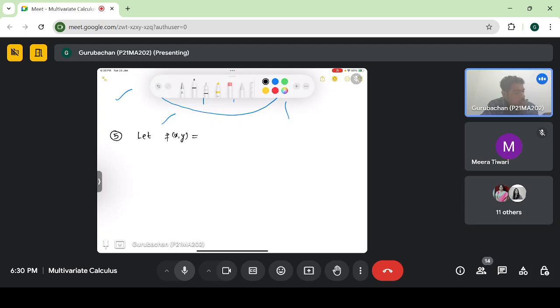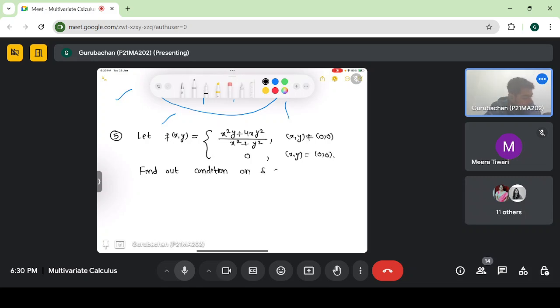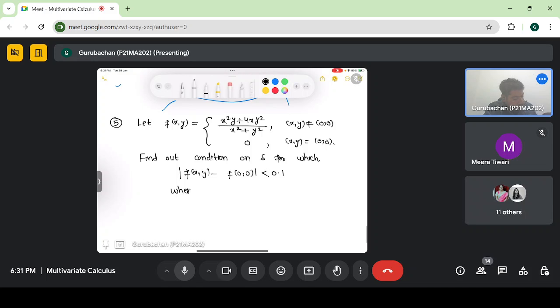f(x,y) equal to (x square y plus 4x y square) divided by (x square plus y square) whenever (x,y) is not equal to (0,0), and 0 whenever (x,y) equals (0,0). Now find the condition on delta for which |f(x,y) minus f(0,0)| is strictly less than 0.1 whenever the square root of x square plus y square is less than delta.